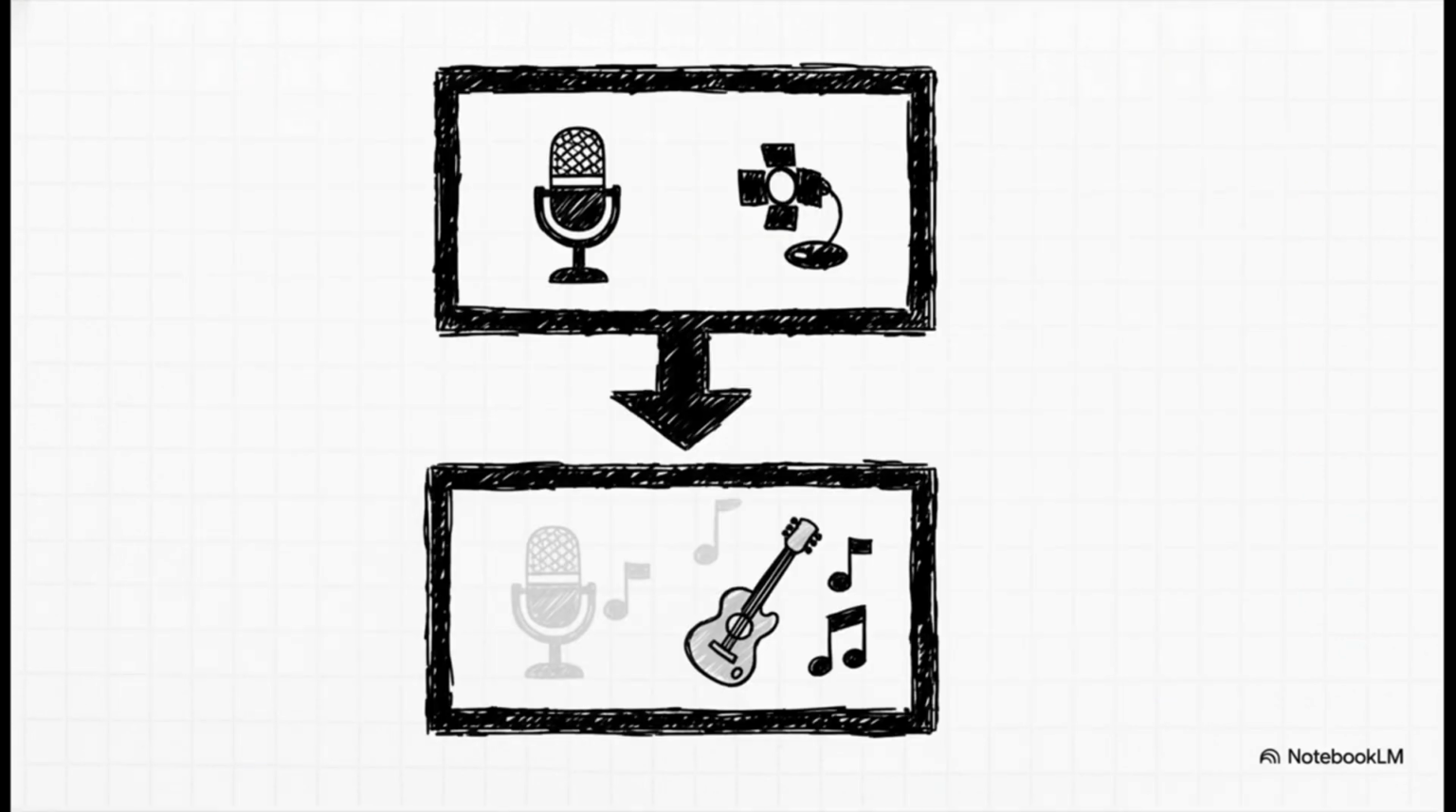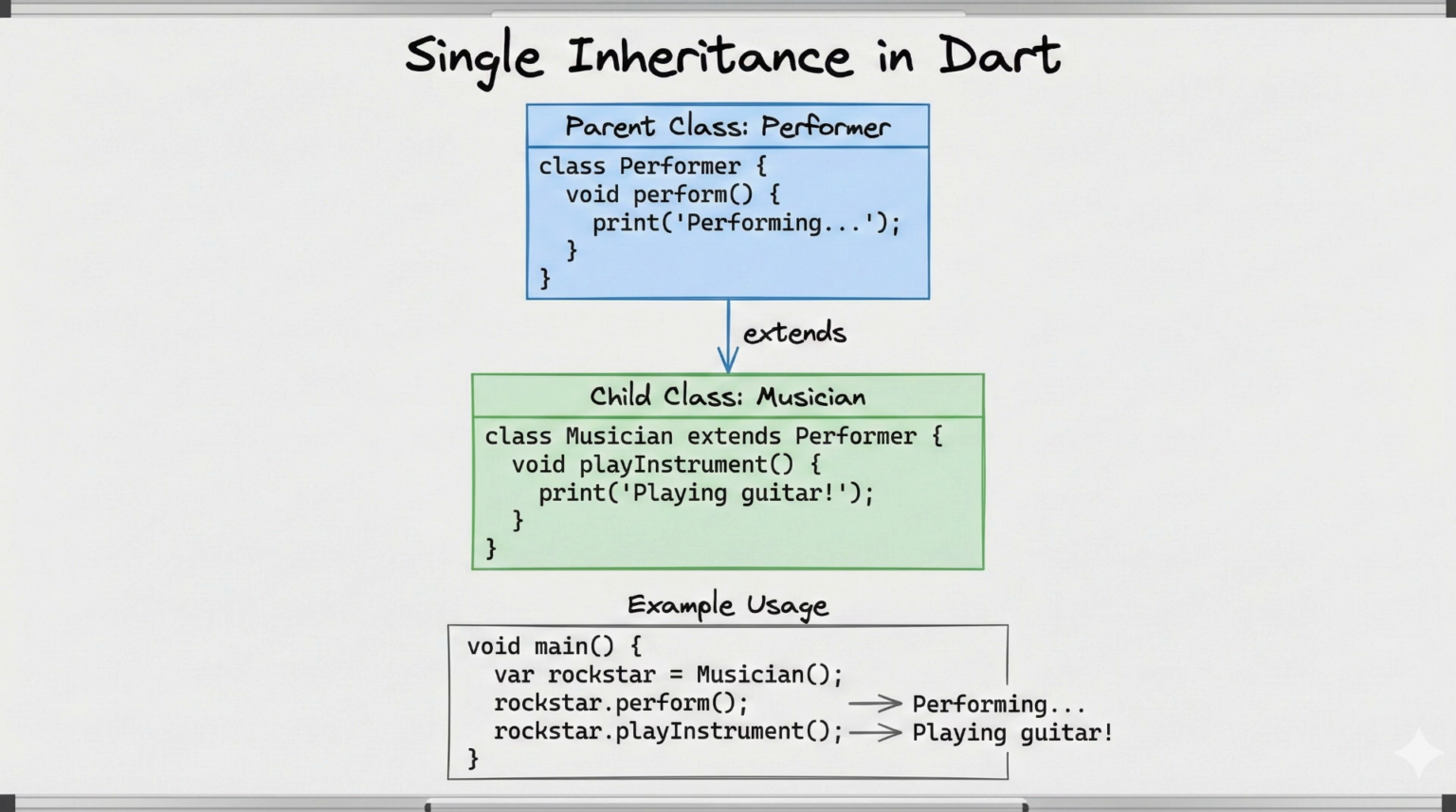So the bottom line is that Dart uses single inheritance. You use the extends keyword, and that lets you create a more specialized version of another class. You might have a Musician class, for example, that extends a more general Performer class. That means the Musician automatically gets all the stuff a Performer has, and then it can add its own unique musical behaviors on top.